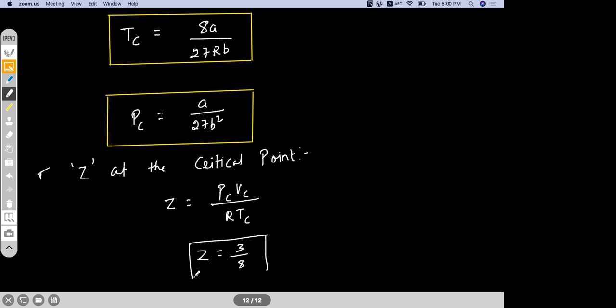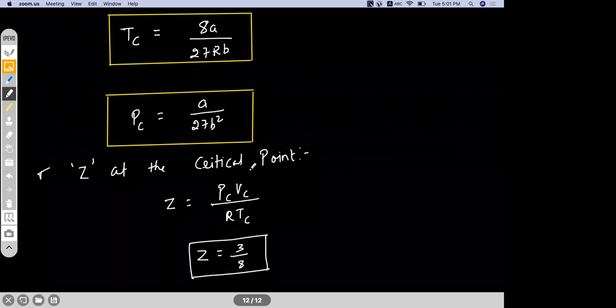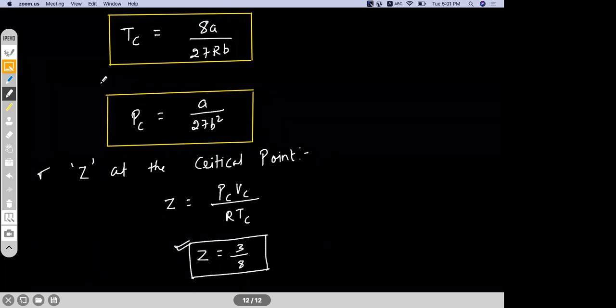This question they have asked many times in all the exams. The value of Z at critical point. Correct? Must remember this. All these formulas also you must remember. Suppose if they ask you to compare critical temperature for given gases, you need to compare the ratio of A by B for those gases. Yeah, understood? Any doubt? Done, all of you?